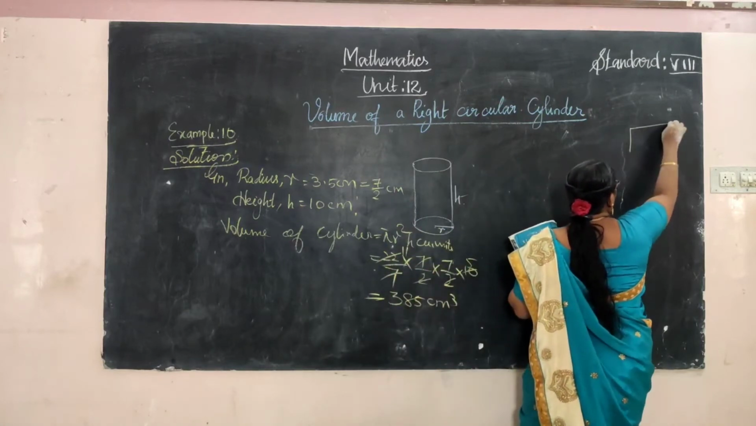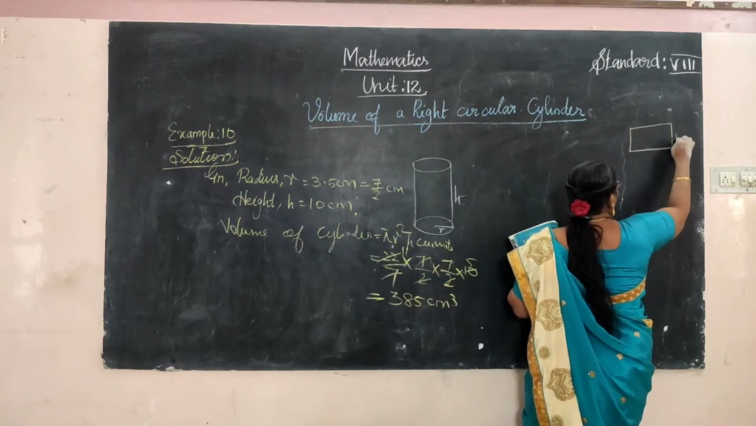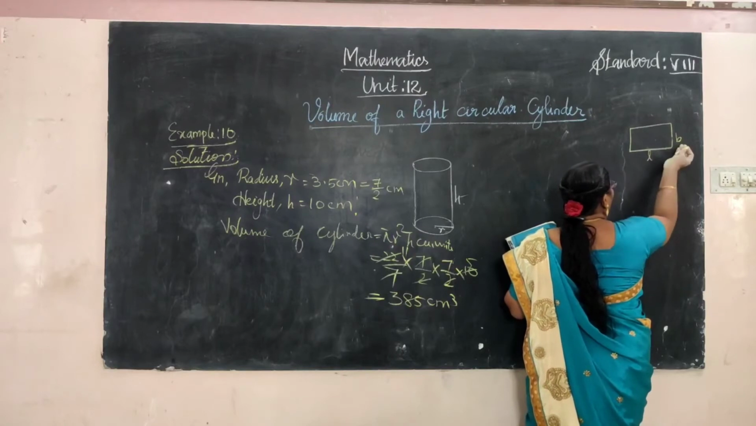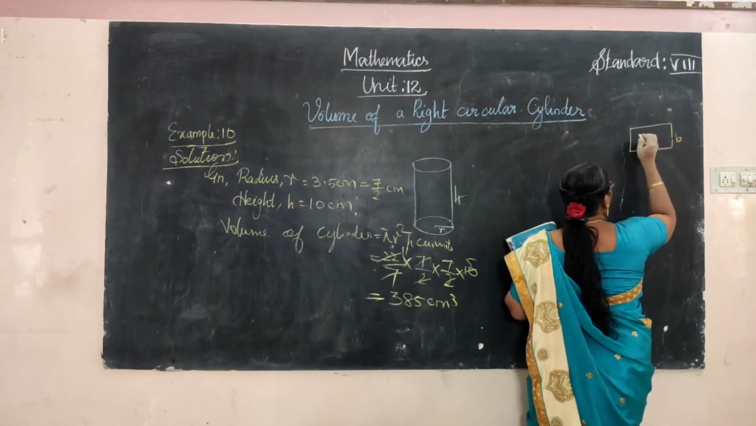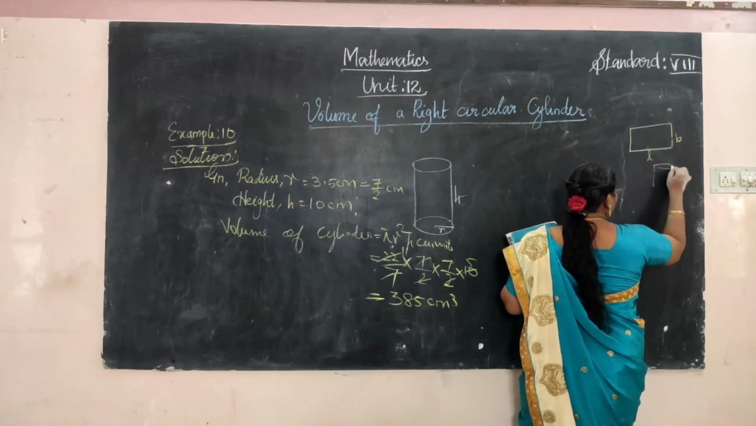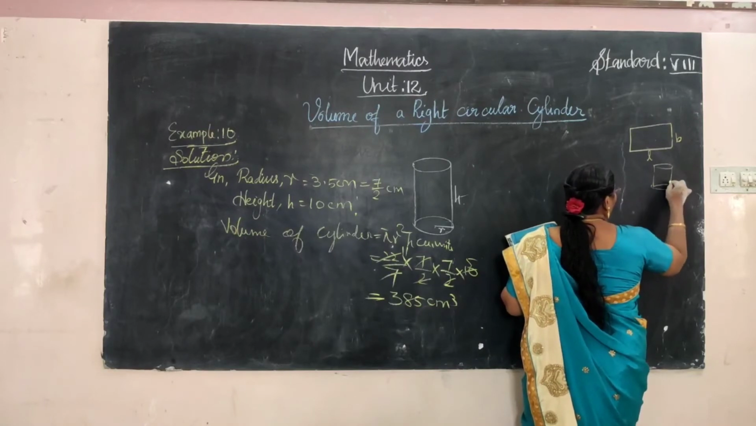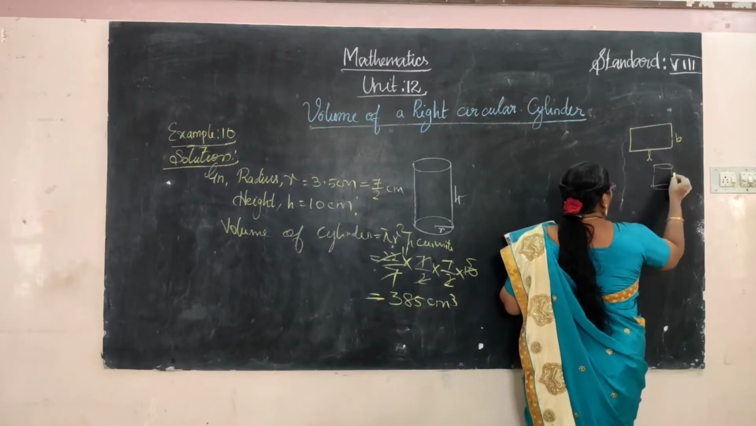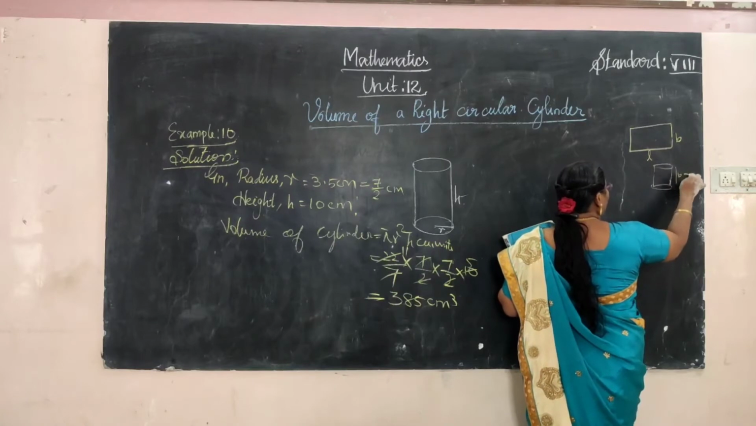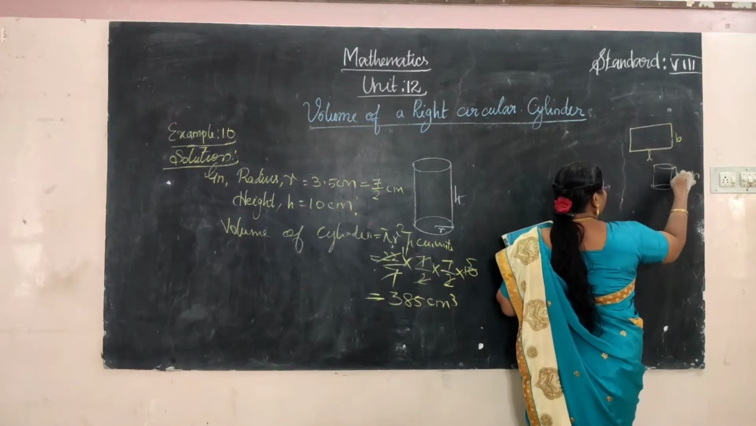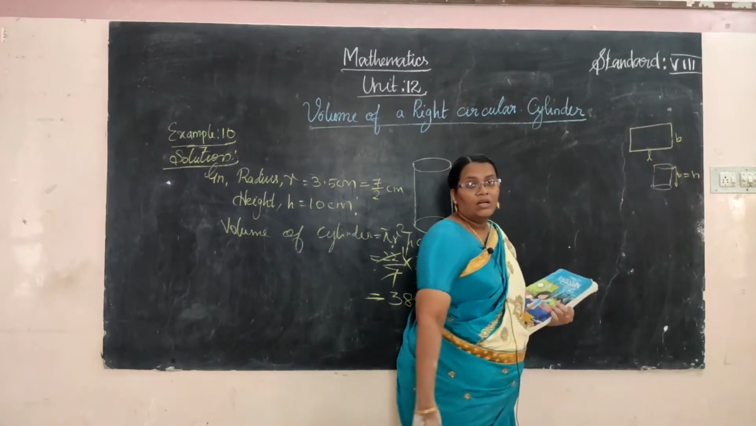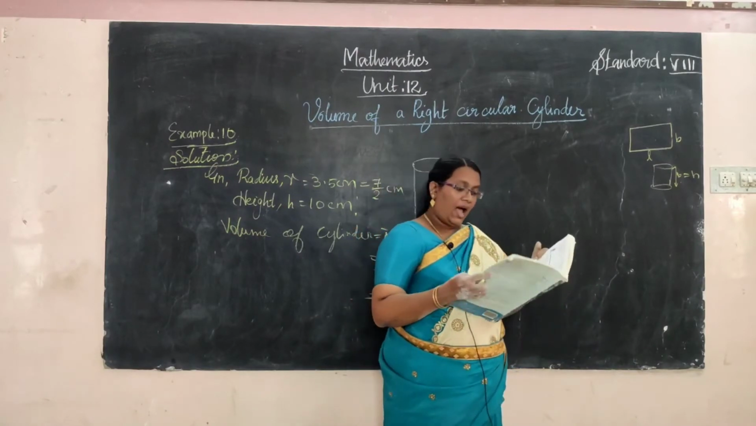The paper has a breadth and a length. When you fold it, it can be made like this. So this is the height. We have considered the breadth as the height.